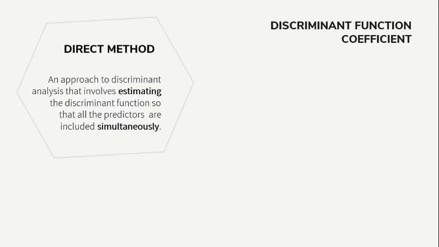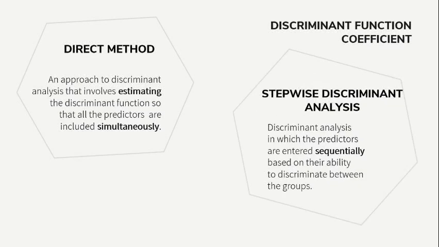There are two main approaches to estimate the discriminant function coefficients. The direct method involves estimating the discriminant function so that all the predictors are included simultaneously. In this case, we use it when the researcher wants the discrimination to be based on all the predictors. Otherwise, in stepwise discriminant analysis, the predictor variables are entered sequentially based on their ability to discriminate among groups, and we use this method when the researcher wants to select a subset of predictors for inclusion in the discriminant function.